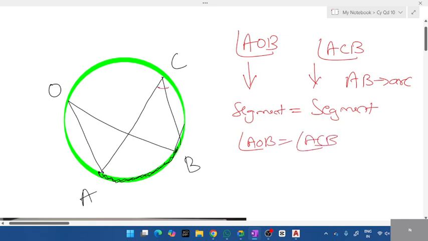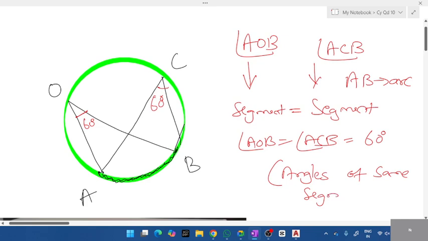That is nothing but, if ACB is 60 degrees, what about AOB? AOB also should be 60 degrees. Both are 60 degrees each. AOB is equals to ACB, 60 degrees, and the reason is angles of same segment. This is the reason you have to write. This is theorem 2. Angles of same segment are equal.